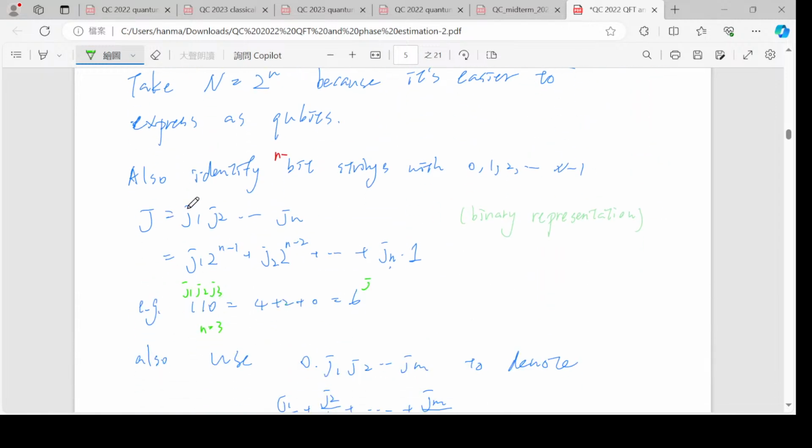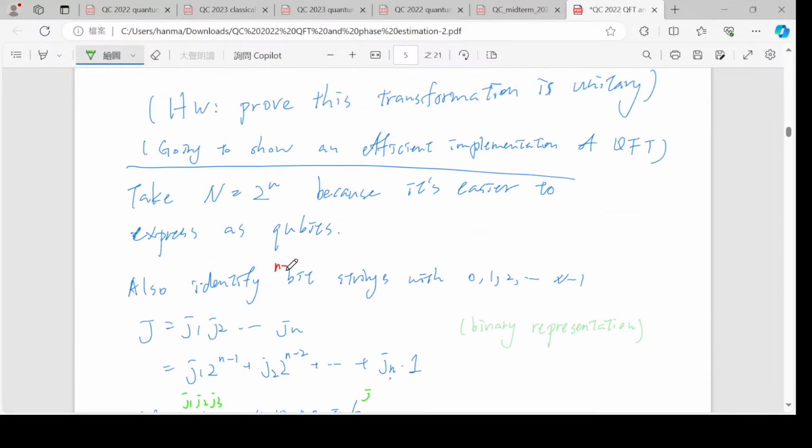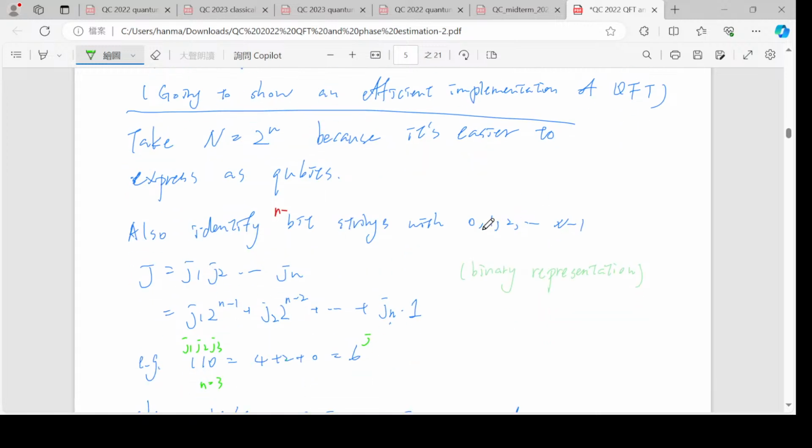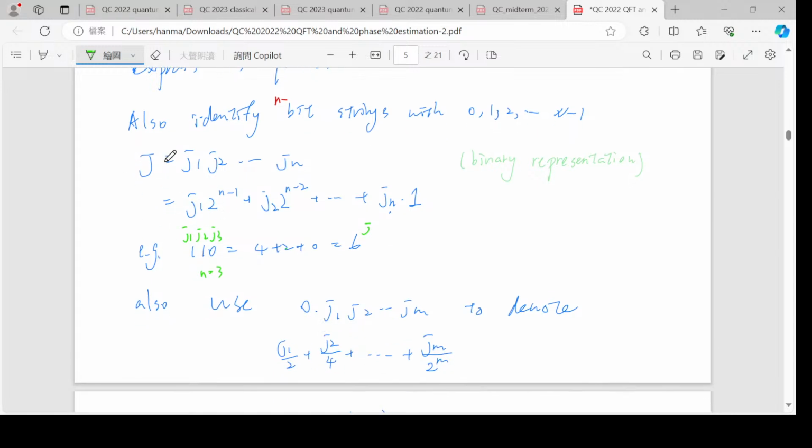First we do this binary notation. Now we want to count a bigger number. It can be counted from 0 to N-1, but you can also express 0 to N-1 as a binary string. So an n-bit string can correspond to some number between 0 and N-1 nicely like this. So j equals some j1 to jn. For example, this 110 binary string is the same as 6 in decimal.